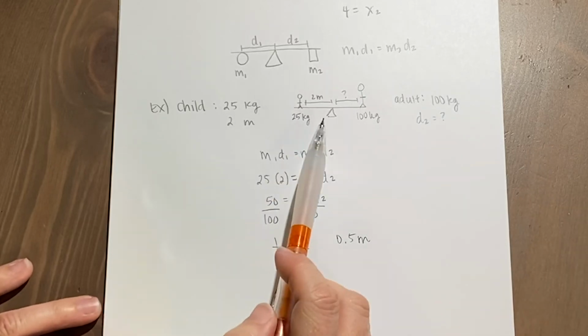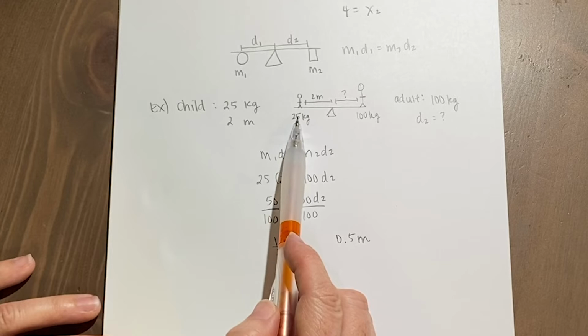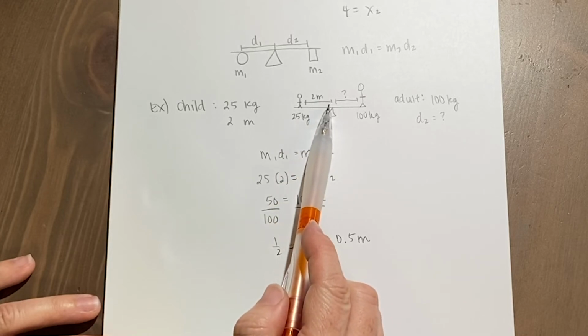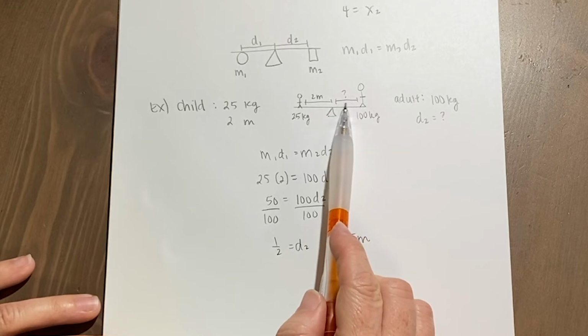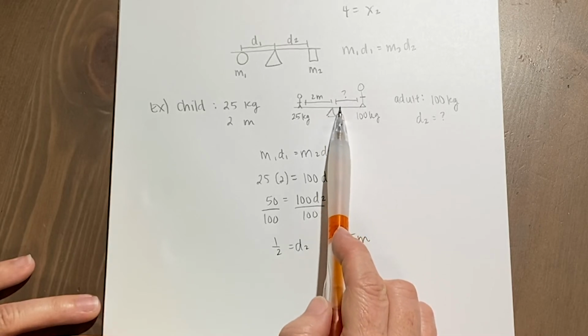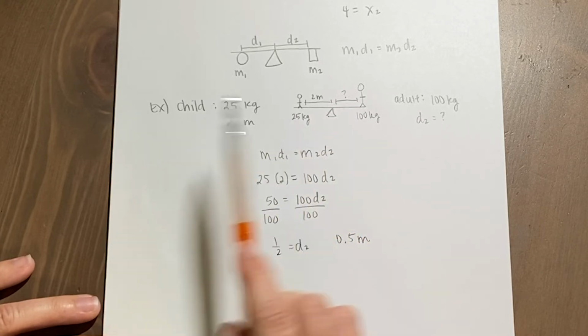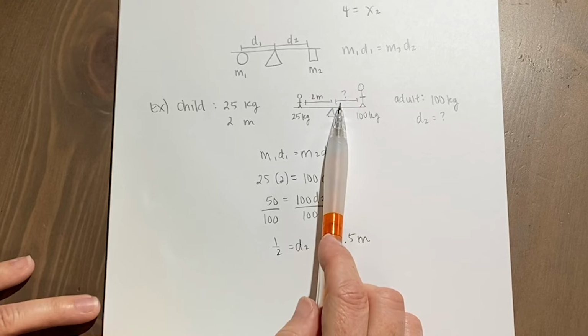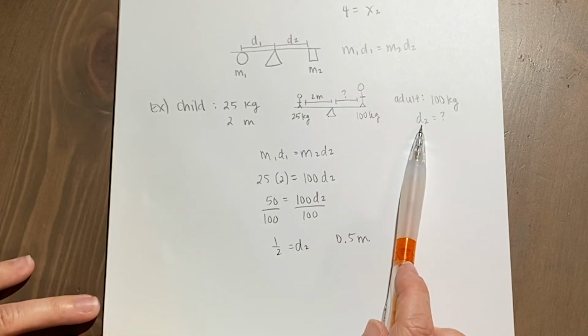So check that out. This is the inverse relationship that I was telling you about. The child weighs less and is 2 meters away. The adult weighs more, so his distance gets smaller. His distance is only going to be half a meter. He's going to sit really close to the fulcrum to balance out the child sitting on the other end. That's an inverse relationship. As his mass went up, the distance from the fulcrum went down.